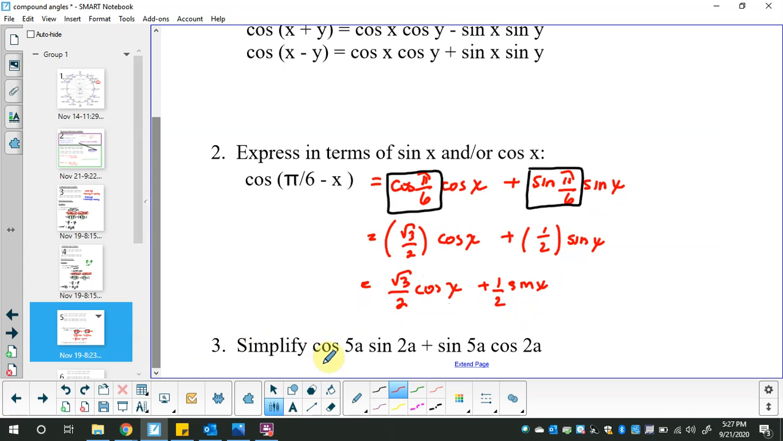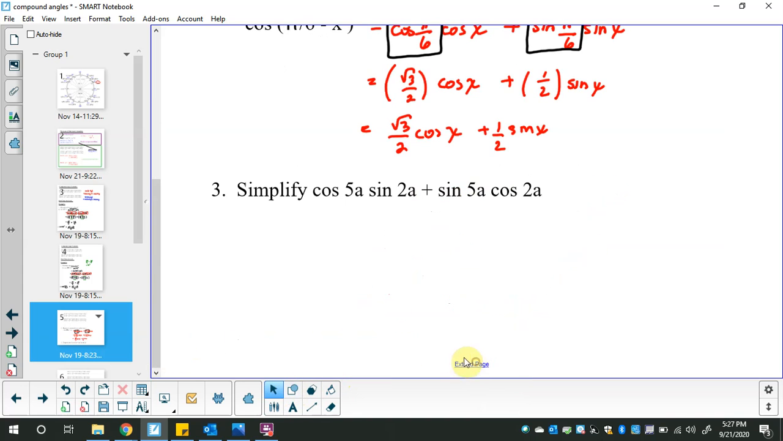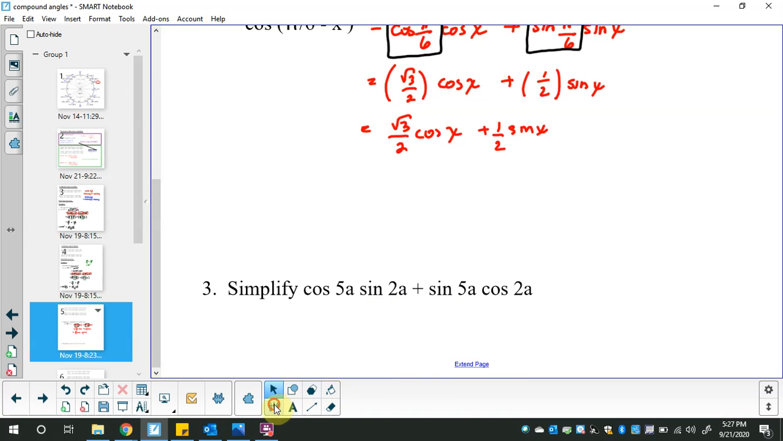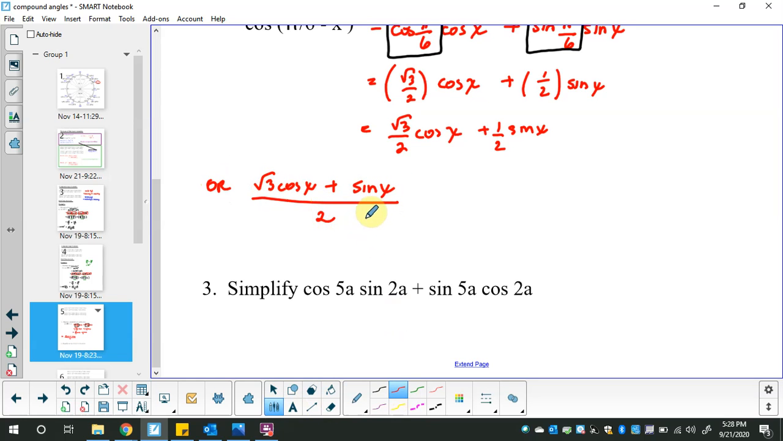Another possibility would be, you notice that the first half is over 2 and the second half is over 2. So you could write root 3 cos x plus 1 sine x, all of it over 2. There's a whole bunch of different possibilities for the most clean and simplified answer. There is even common factoring out a 1/2 and leaving the root 3 cos x plus 1 sine x. So there's a multitude of different answers.